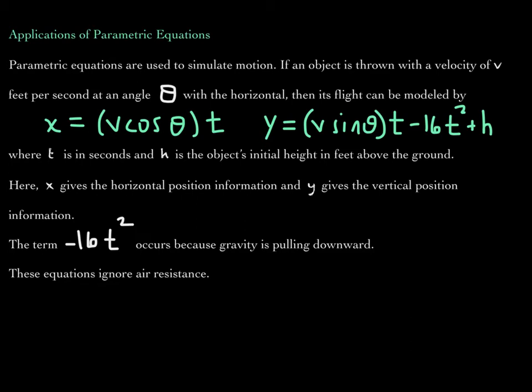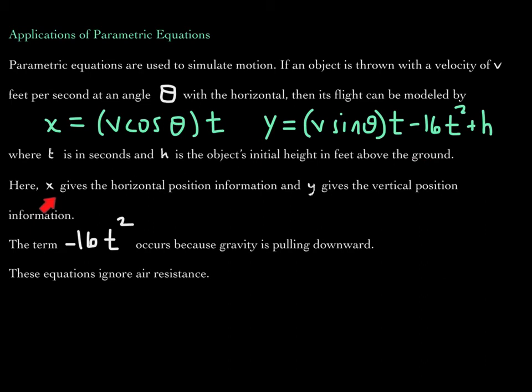Parametric equations are used to simulate motion. If an object is thrown with a velocity of v feet per second at an angle theta with the horizontal, then its flight can be modeled by these two equations. x is equal to v times cosine of theta times t, and y is equal to v times sine of theta times t minus 16t squared plus h, where t is in seconds and h is the object's initial height in feet above the ground.